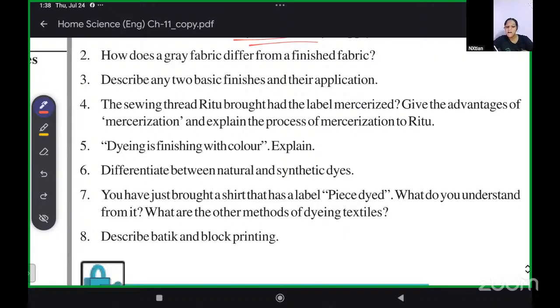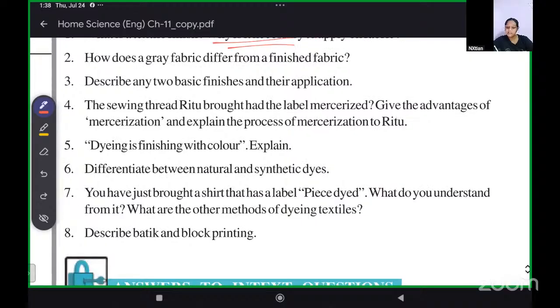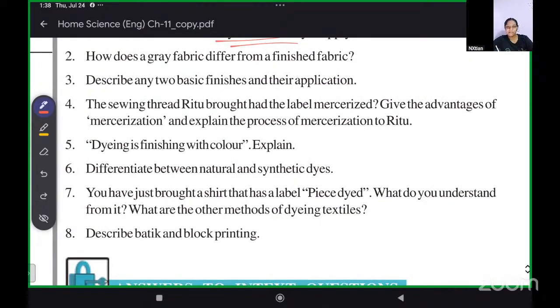Okay, do it nicely. Now describe any two fabric finishes and their application. Do you remember any names of any fabric finishes? Bleaching, okay, bleaching, yes. Starching. Starching, okay.